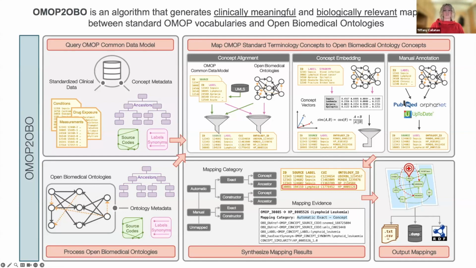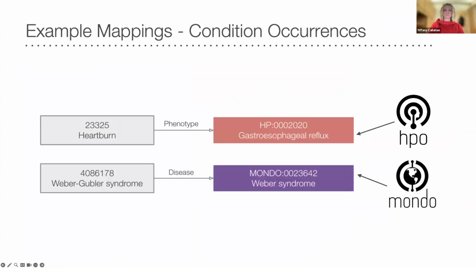Before diving into those results, I just want to give you a feel for what these kinds of mappings look like. Starting with condition occurrence, we mapped them to two OBO ontologies, the Human Phenotype Ontology and the Mondo Disease Ontology. The examples on the screen show one simple high-confidence mapping from each ontology, in this case for heartburn and for Weber-Gubler syndrome.